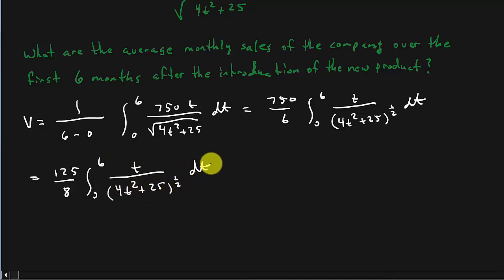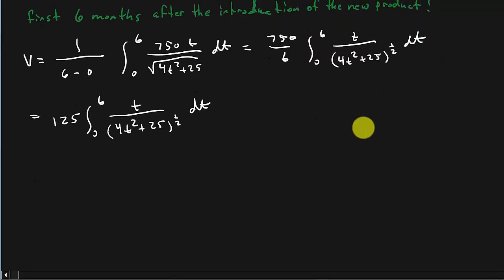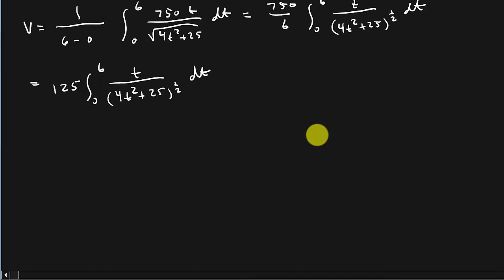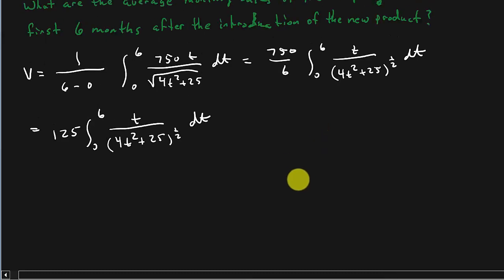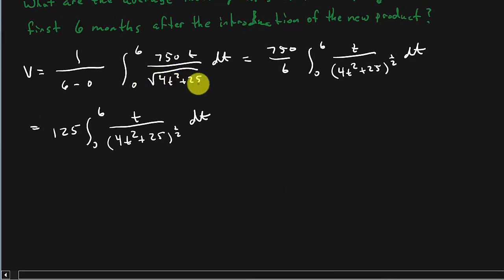So what did I do? I just took the 750 over 6 and reduced it. 750 over 6 is 125. So all I did is plug everything in and change the square root to a 1/2 power. 750 over 6 is 125, and now we're ready to integrate.